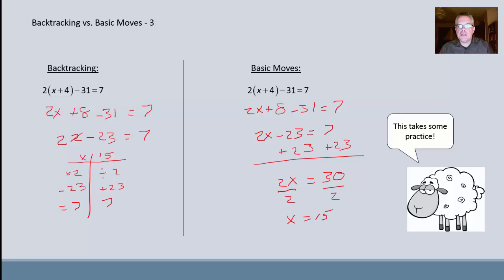So normally there's just 2 steps involved, and we'll pick this up very quickly. Gotta listen to the sheep here. It does take some practice, right? So we'll get used to this.